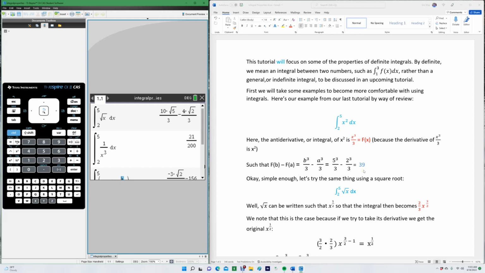Okay, simple enough. Let's try the same thing using a square root. What is the integral from 2 to 5 of the square root of x dx? Well, the square root of x can be written as x to the 1/2 power, so that the integral then becomes 2/3 x to the 3/2 power. And we note that this is the case because if we try to take its derivative, we get the original x to the 1/2 power, and that's shown here.